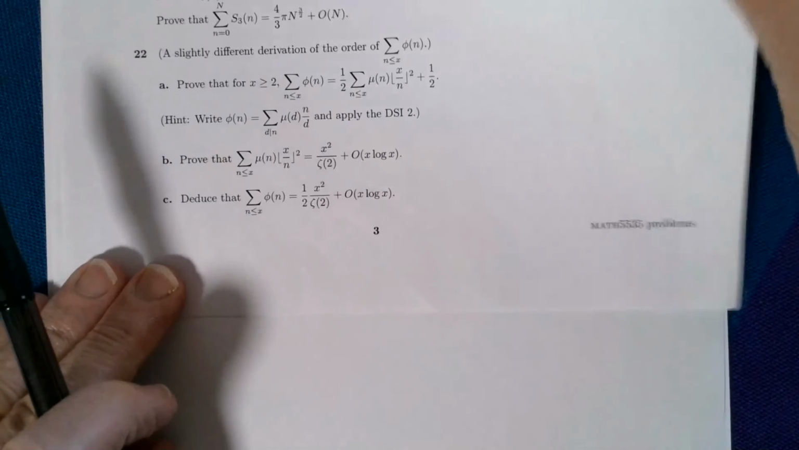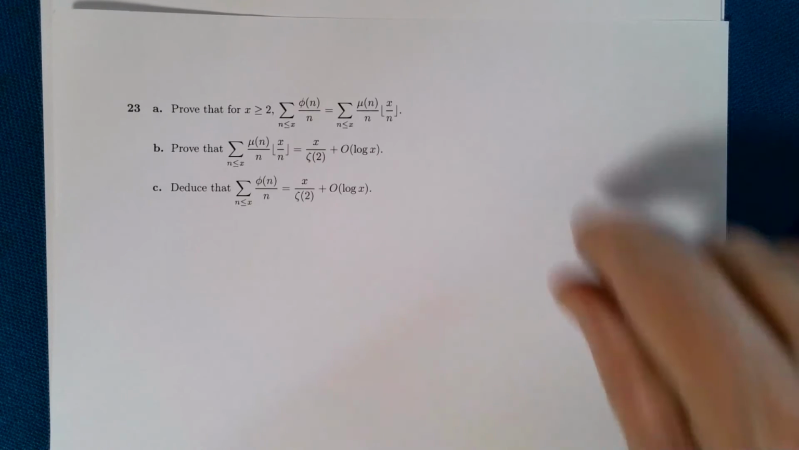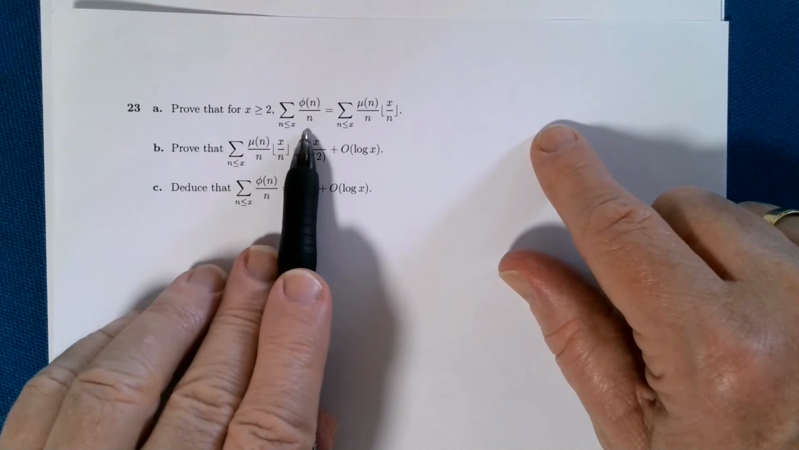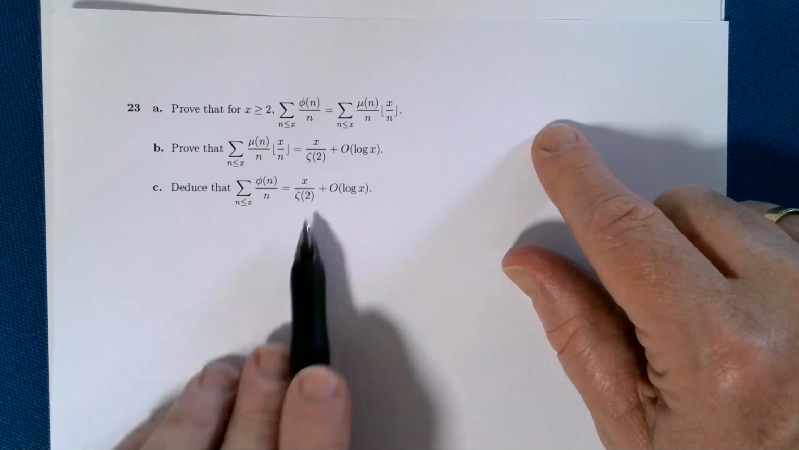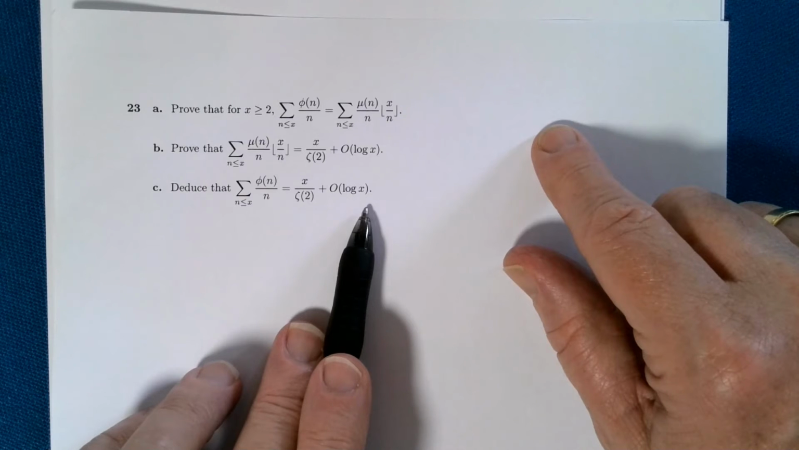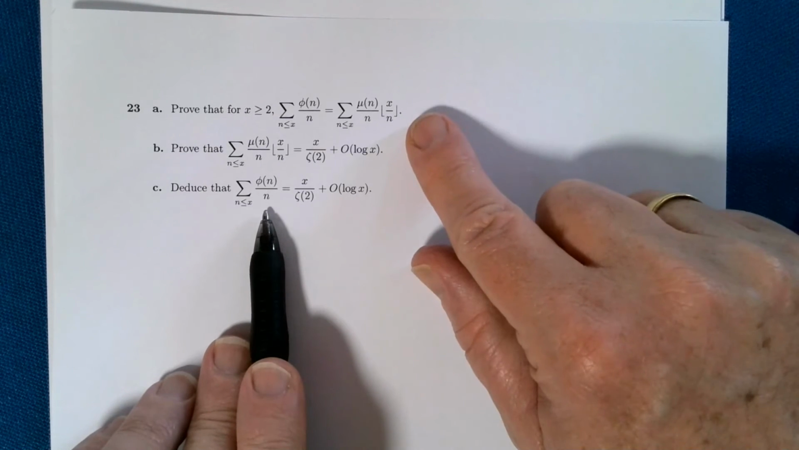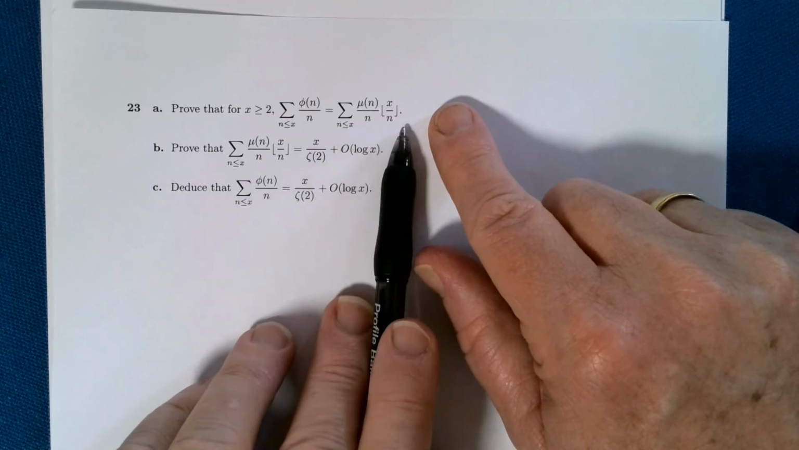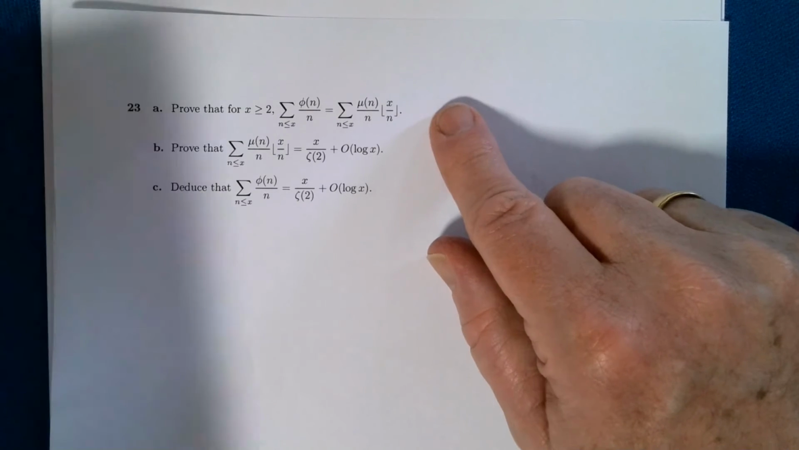Finally, question 23 is looking at the asymptotics of phi n over n, and the punchline of it is down here: to prove that the partial sums of phi n on n are x on zeta of 2 plus big O log x. And we do it by firstly showing this result, and then we're going to do this. It's done very similarly to the previous question 22.